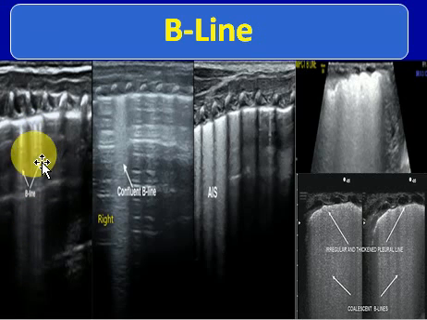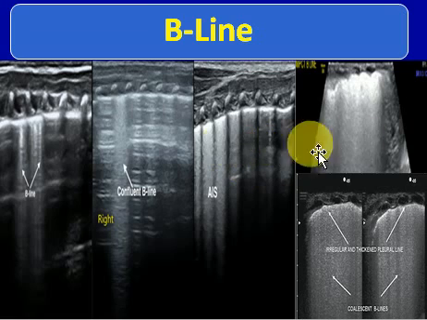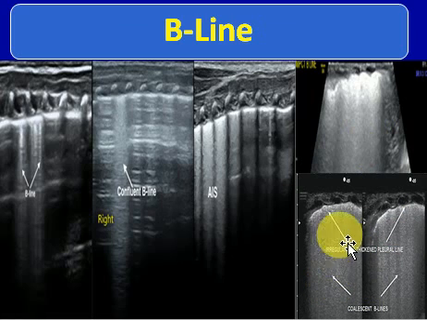Here it is, compact B line. It is B line, compact B line, more than two or three spaces, it is AIS. If it is complete, all of it will be the compact B line and white lung. See, there is no acoustic shadow like this here.